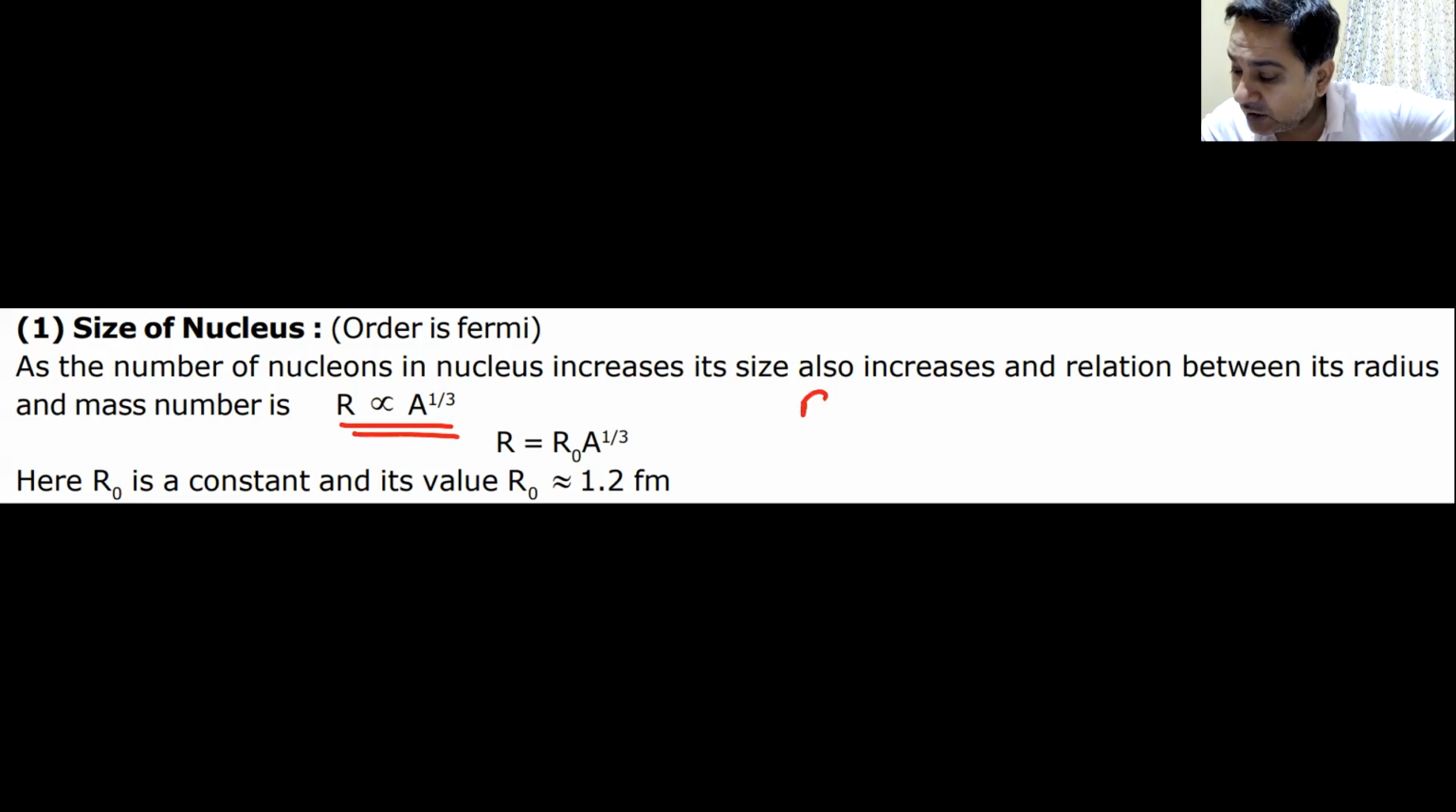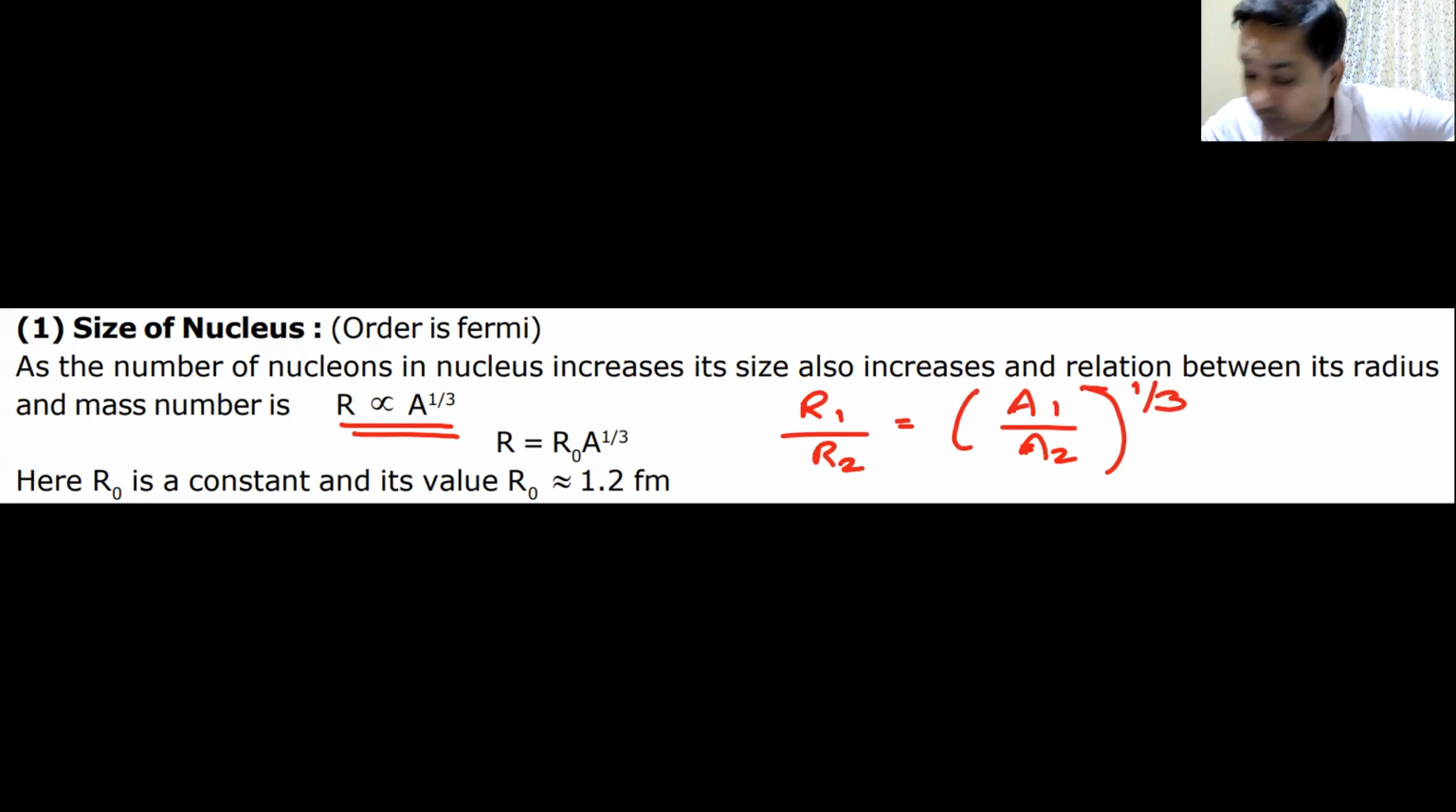So I can write R1, the radius of 1, divided by R2, the radius of 2, will be equal to A1 by A2, and the cube root of that. Yes or no? Then we have the answer. Put the values, get the answer, stay happy. Can you do that for me now?